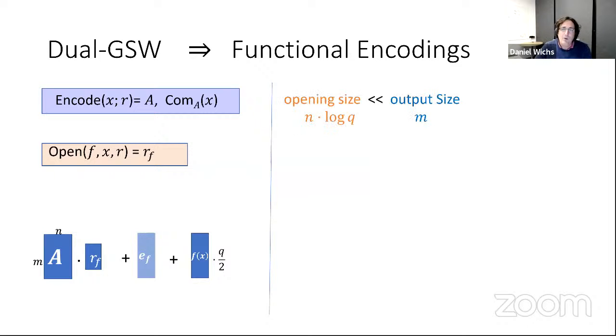Are we done? Well, the good news is that the opening is small, which is what we wanted. The opening size is just n log q. And the output size is m, where m can be arbitrarily larger than n log q. So you can have much, much bigger output than opening size.